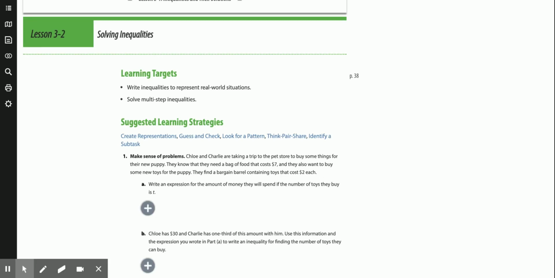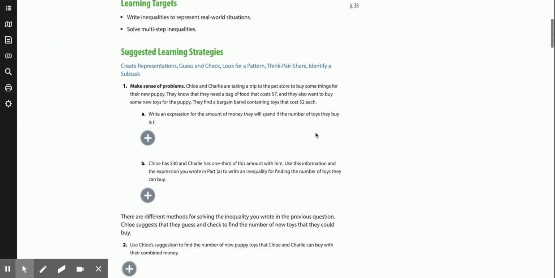Today we're looking at Lesson 3.2, Solving Inequalities. Our learning targets are still writing inequalities to represent real-world situations and sometimes solving multi-step inequalities. Let's look at number 1.